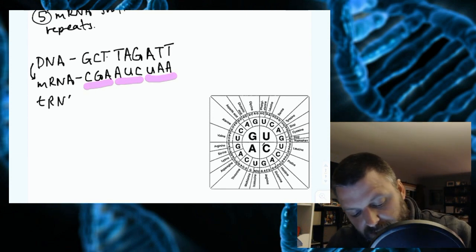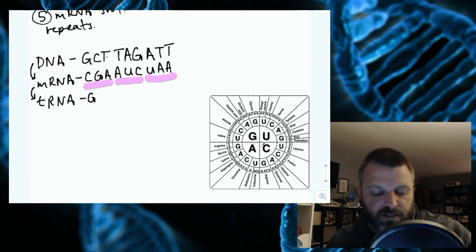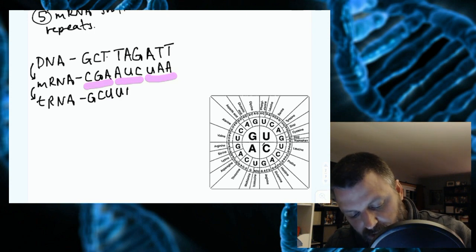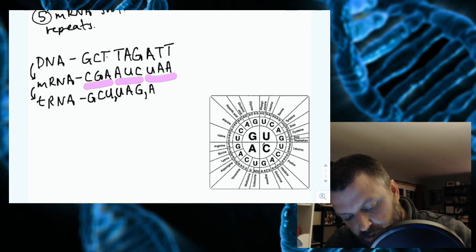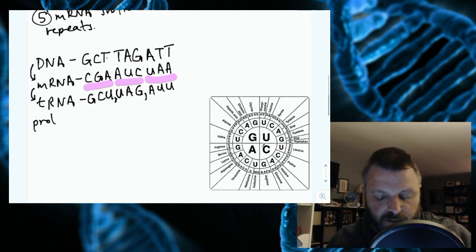So now my tRNA anticodons come off of my mRNA codons. So if my tRNA complements my mRNA, I'm going to get G goes with C, C goes with G, U goes with A, U goes with A, C goes with G, and I'm going to put a comma there because these are separate molecules. U goes with A, U goes with A, A goes with U. So there's my 3 tRNA anticodons.